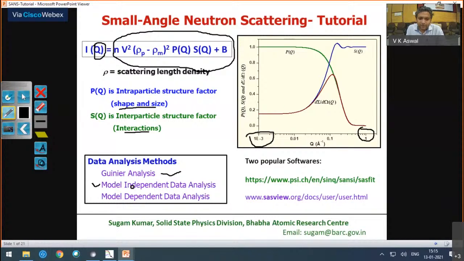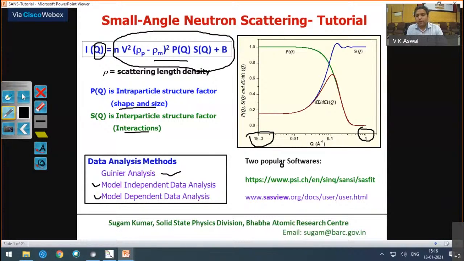All those limitations are now overcome in model dependent data analysis, where we assume a model, we produce a theoretical scattering curve like here, the theory, and then we try to match this theoretical scattering intensity with the experimentally measured scattering intensity. How we do this will be the course of work.